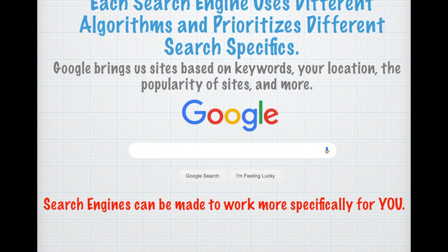Each search engine uses different algorithms and prioritizes different search specifics. For example, things like your location, your search history, and even the popularity of sites you are looking for can change the results you get in your search engine. But I want you to realize that that's why you need to make your search engine work for you. Google doesn't necessarily try to not bring you what you need. It's just trying to help you in ways that may not actually be helpful.